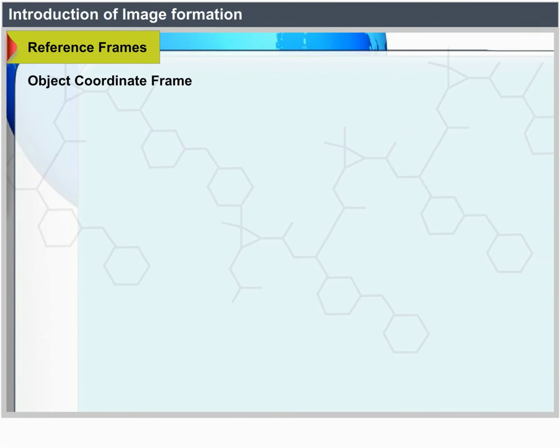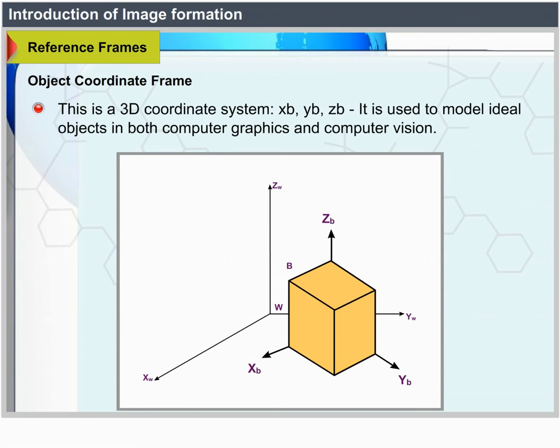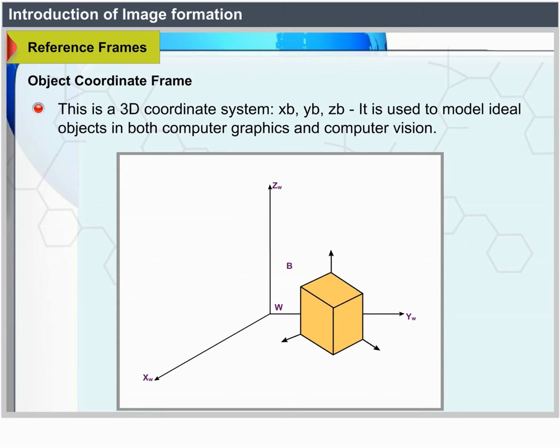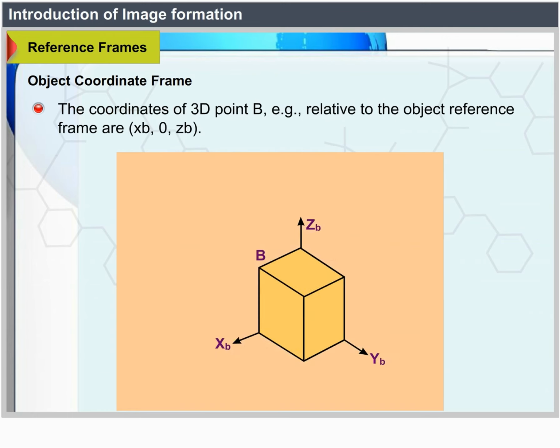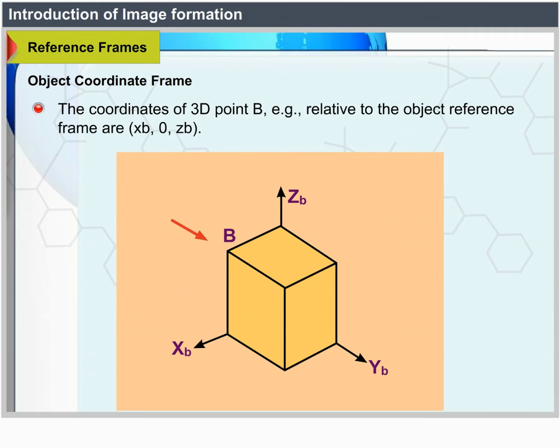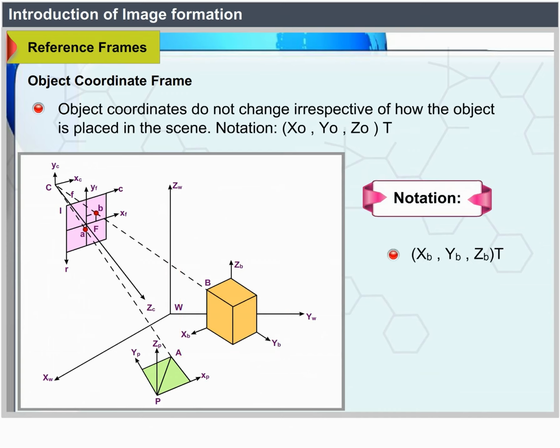Object coordinate frame. This is a 3D coordinate system xb, yb, zb. It is used to model ideal objects in both computer graphics and computer vision. It is needed to inspect an object, that is, to check if a particular hole is in proper position relative to the other holes. The coordinates of 3D point B, that is, relative to the object reference frame, are xb, 0, zb. Object coordinates do not change regardless of how the object is placed in the scene. Notation: x0, y0, z0 transposed.